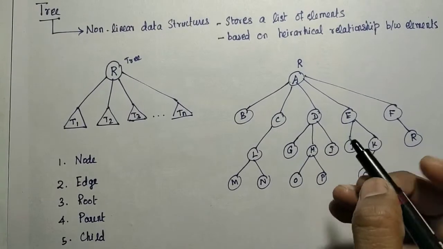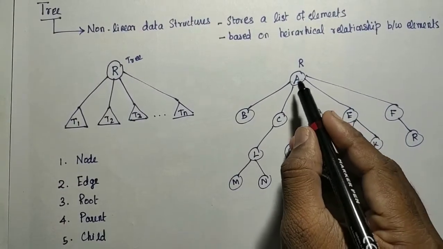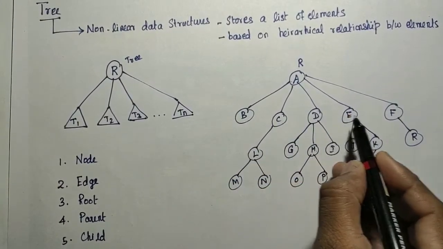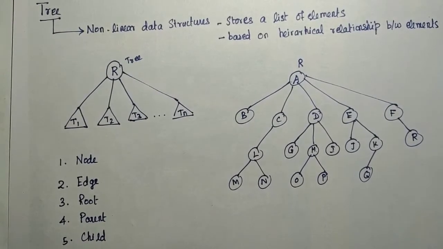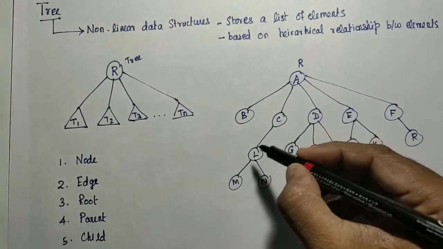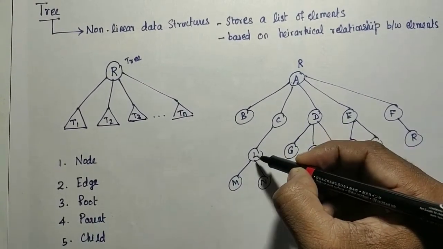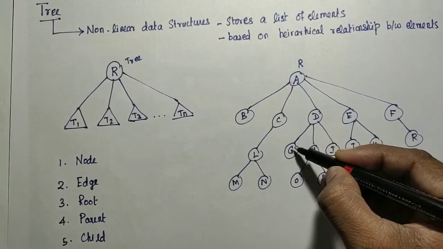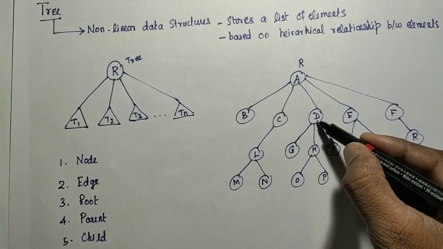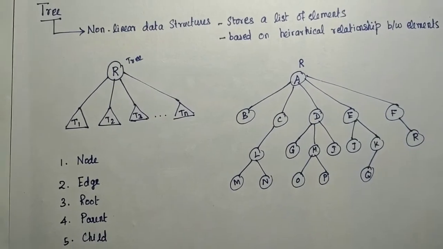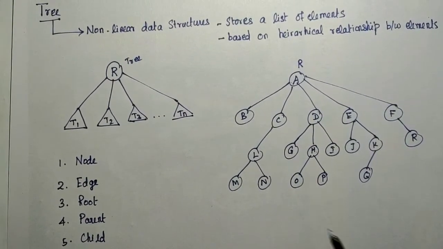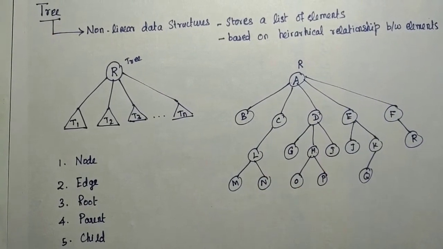For example, the root A is a parent of B, C, D, E, F. C is a parent of L. D is a parent of G. H is a parent of D, like that. This is a basic term. Similarly, the previous node is called a parent.